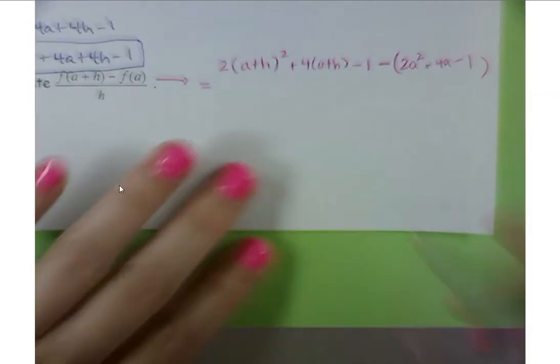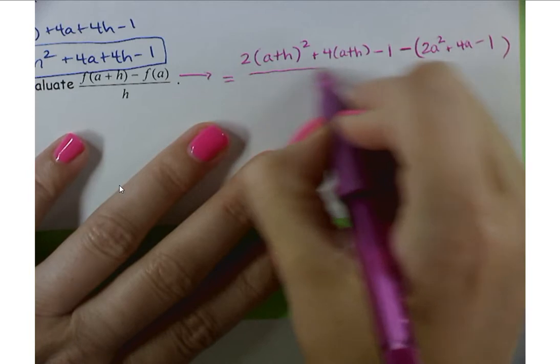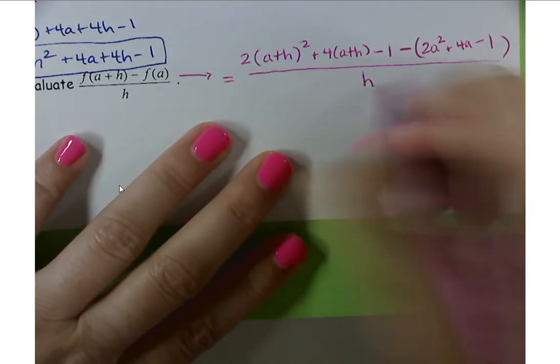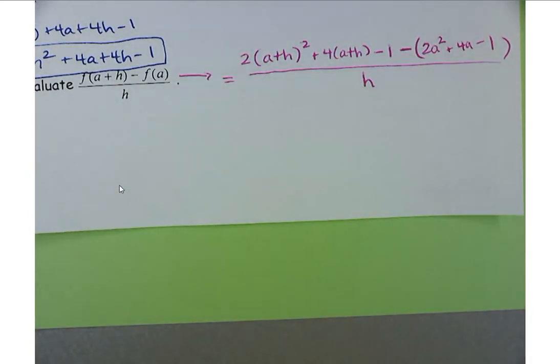And all of that is over what? It's over h. See how it's not f of h? It's just h. So I don't have to plug h in anywhere. It's just going to stay as my h. And then I have the fun task of simplifying everything. Okay, so similarly like we did on the last one, we're going to go ahead and simplify.